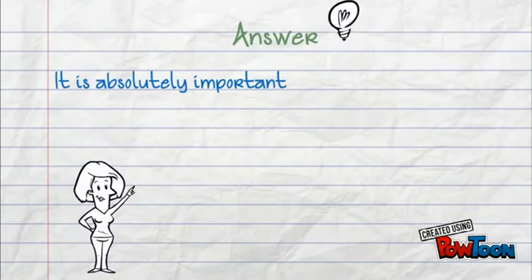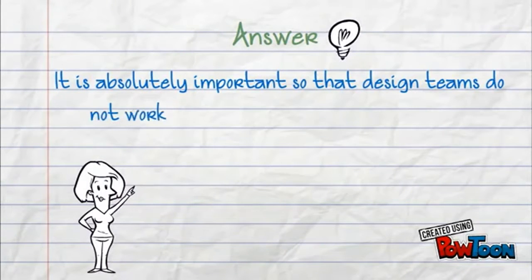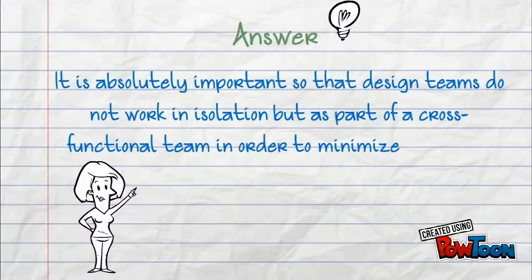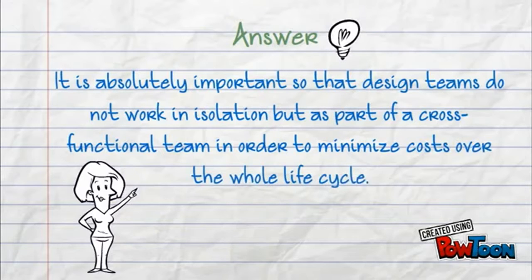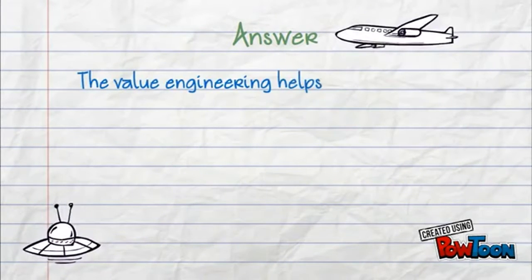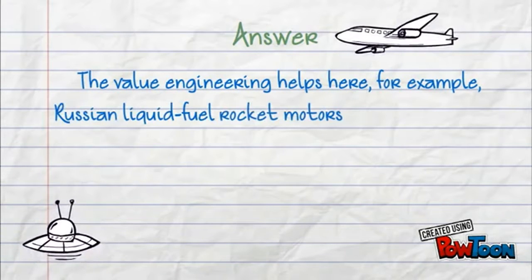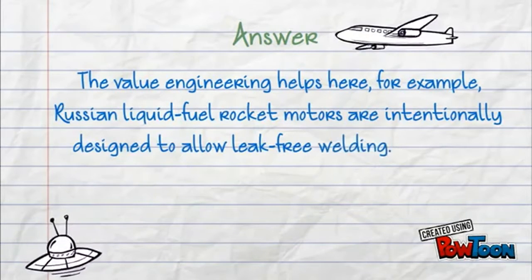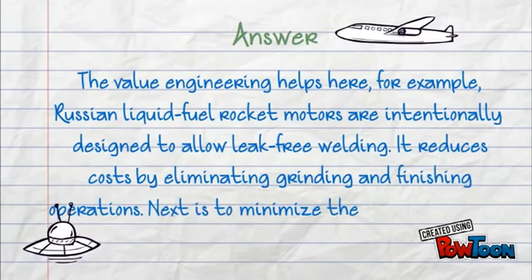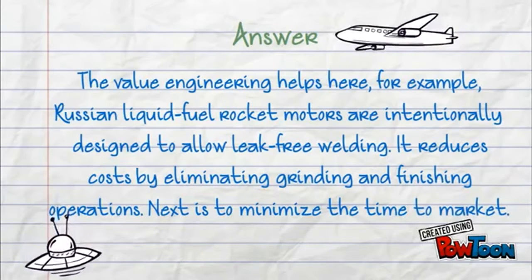It is absolutely important that design teams do not work in isolation but as part of a cross-functional team in order to minimize costs over the whole life cycle. Value engineering helps here. For example, Russian liquid-fuel rocket motors are intentionally designed to allow leak-free welding. It reduces costs by eliminating grinding and finishing operations.